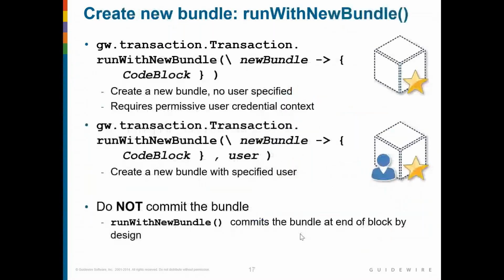So now the run with new bundle, you can use GW transaction.transaction.runWithNewBundle and the code block. It creates a new bundle, no user specified, requires a permissive user credential context, like transaction.runWithNewBundle. Then you pass the user. Suppose you want to use super user for commit. So inside this block, you write the code whatever you want to insert inside this bundle. And then at the end, we pass the username like super user if you are using. So you can pass as SU, sorry, as a string, which creates a new bundle with the specified user.